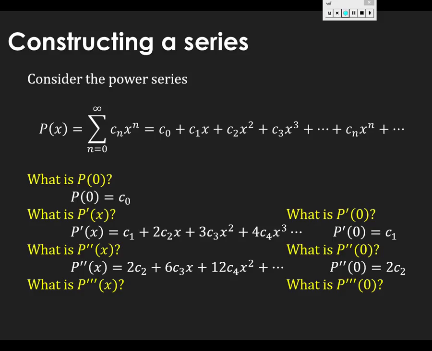I guess let's just get right to the point. What's P triple prime of 0? Yeah, 6C3, right? And in a minute, I'm going to ask what's in general the nth derivative of P evaluated at 0. We want to kind of notice a pattern going on here.